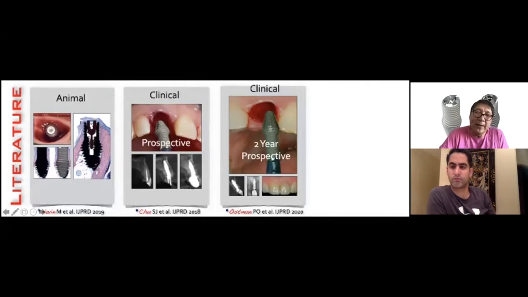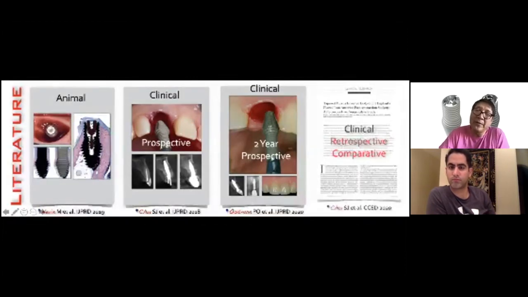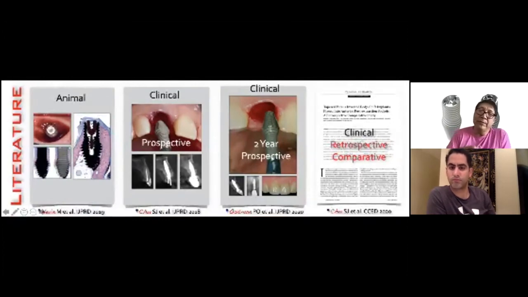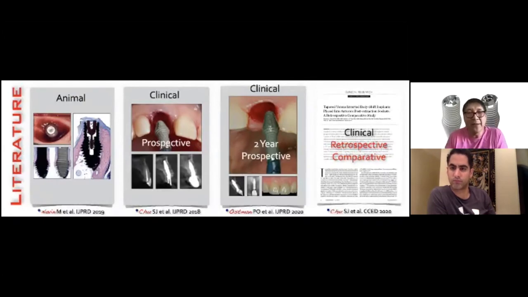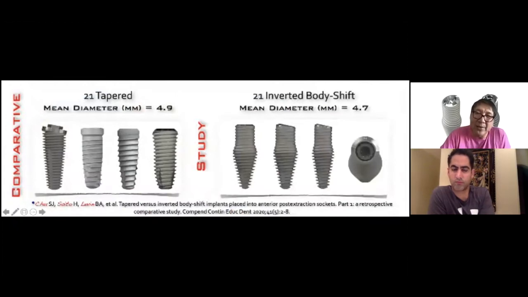And again, this past month, we published this clinical retrospective comparative study. Really, the inverted data is prospective, but the tapered group was retrospective, so we did it as a retrospective comparative study, as you can appreciate. What we did was compare retrospective tapered implants, whether straight or coaxial, with inverted body shift implants, whether straight or coaxial. And they had almost similar diameters. We looked at 21 central incisor sites in each group.